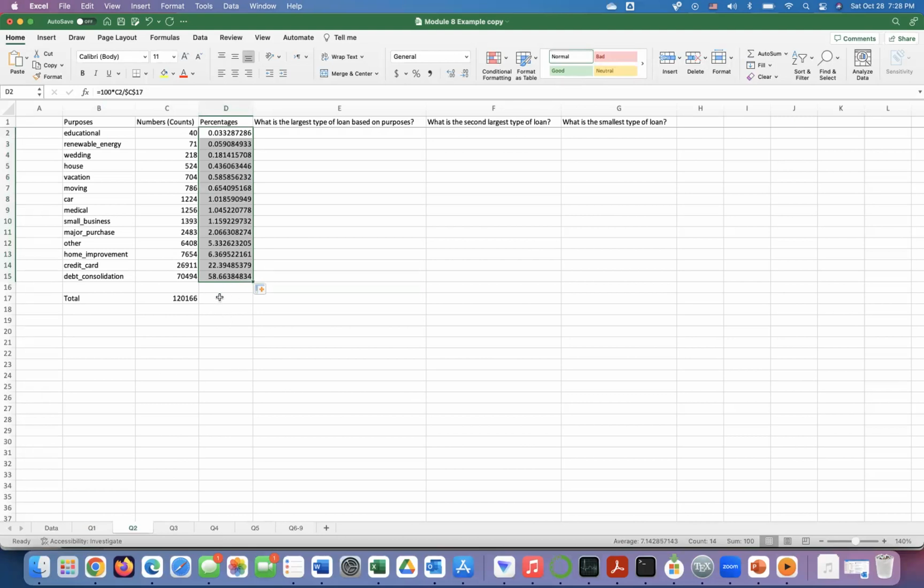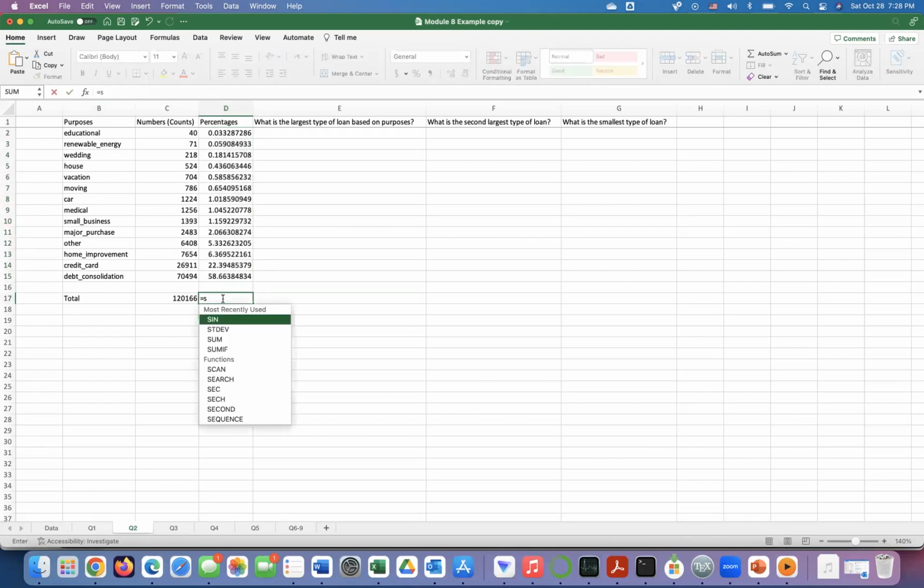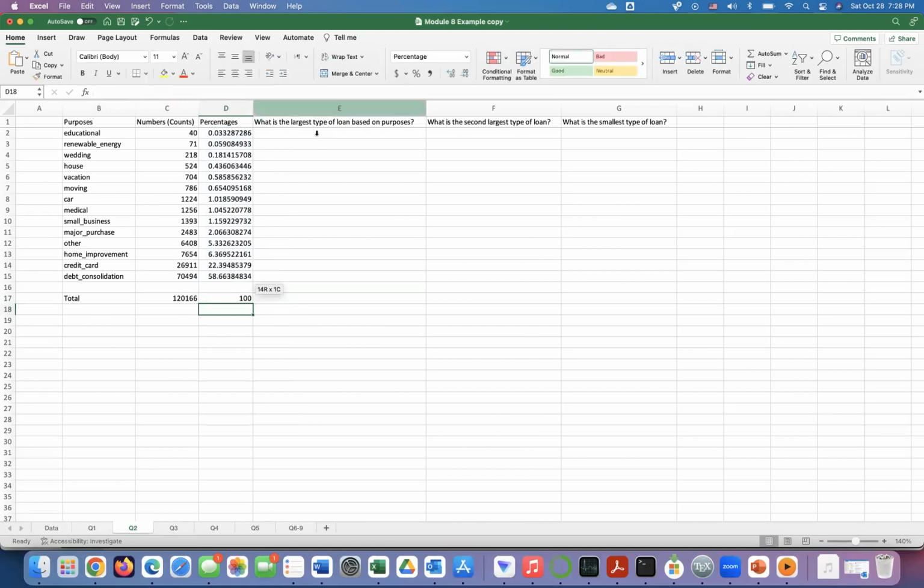And obviously they add up to 100. As you can see right here, the sum is 100, or you can say equals SUM. What's the largest type of loan purpose? 58.6% of them are debt consolidation. So I'm just going to copy and paste it here. What's the second largest? Credit card. What's the smallest? Educational.